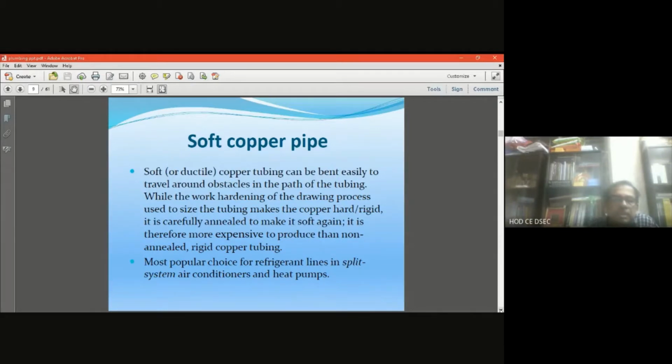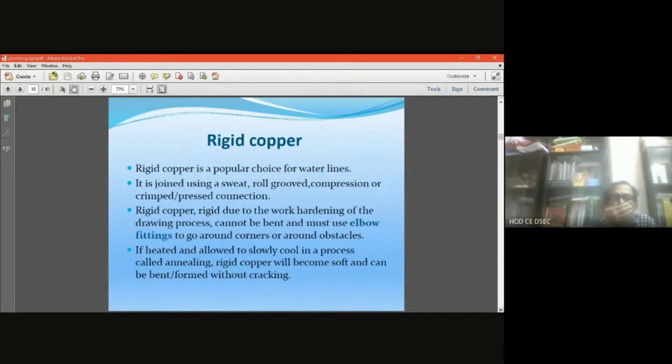So these are classic examples of soft copper pipe in a refrigeration system. This type of piping has been used, and we have physically observed it. Now, the rigid copper pipe that you are using is also a popular choice for water pipes. It is joined using a sweat, roll grooved, compression or crimp pressed connection.